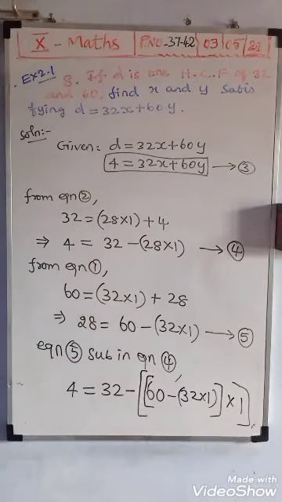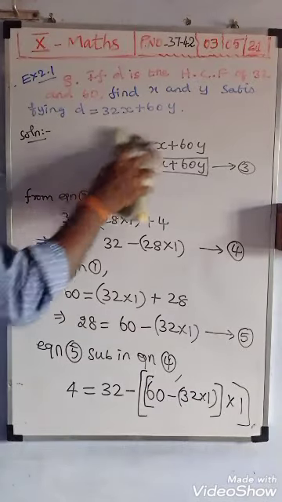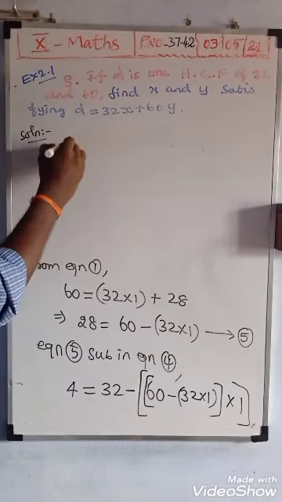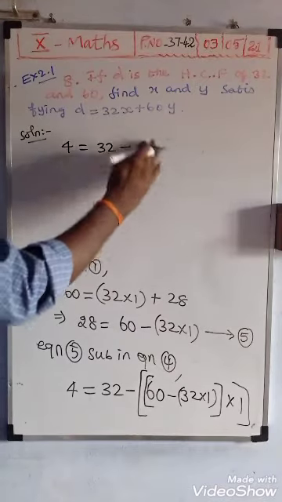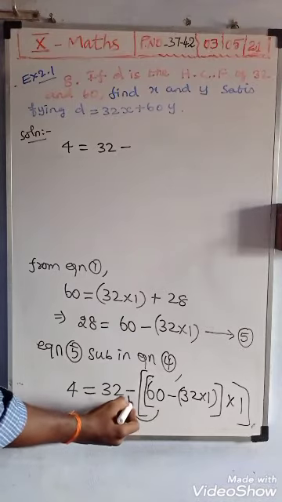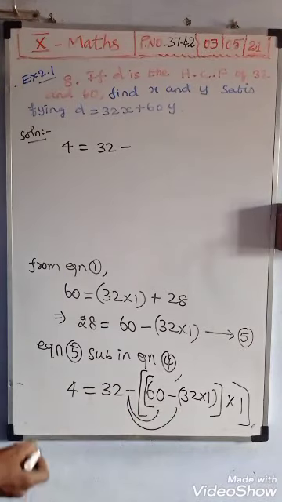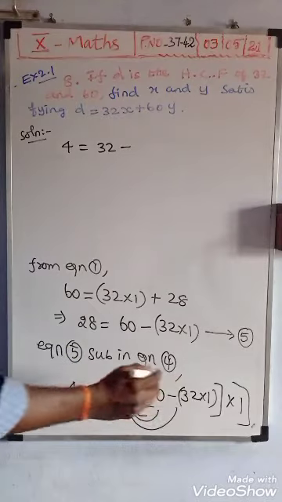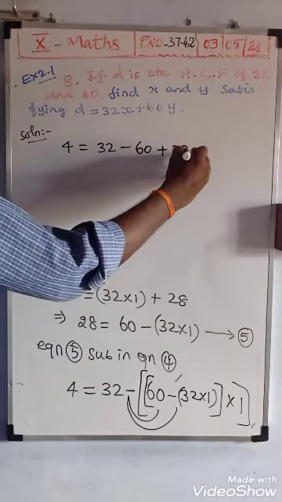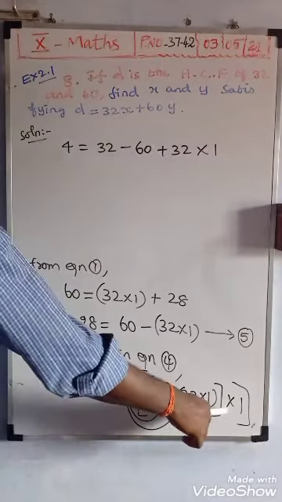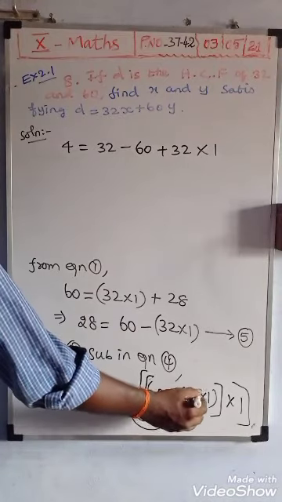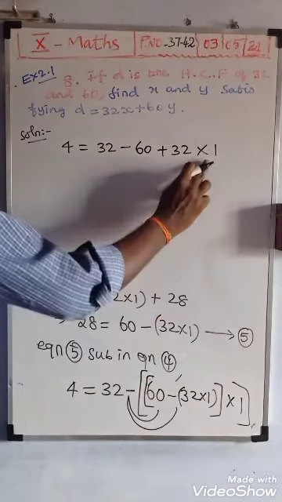This value we want to substitute. Then next you simplify, you will get the answer. Therefore you see, we can write this as 4 is equal to 32 minus, this minus is common, so minus 60. Okay, here minus into minus is plus. So 32 into 1 is 32, so that means 60 plus 32, and that into 1 you should write as it is.